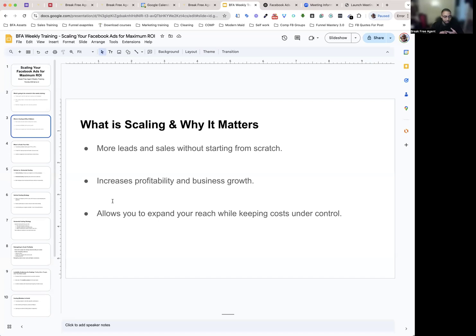As you scale, your cost per lead could end up going down the more you spend. It allows you to expand your reach while keeping your costs under control. We do want to mitigate cost, so you can really get the message out to massive amounts of people if you do this correctly.